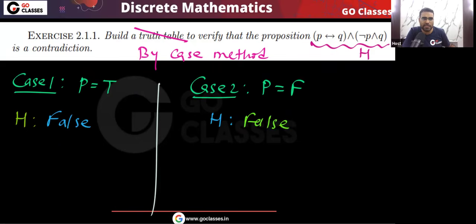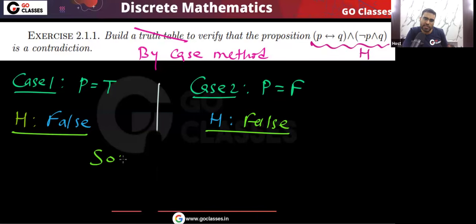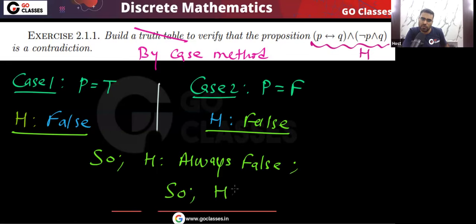So can I say H is always false? Only two cases are possible, and in both the cases H is false. So I can say that H is always false. And because H is always false, H is a contradiction. Okay, very simple. Now let's move on.